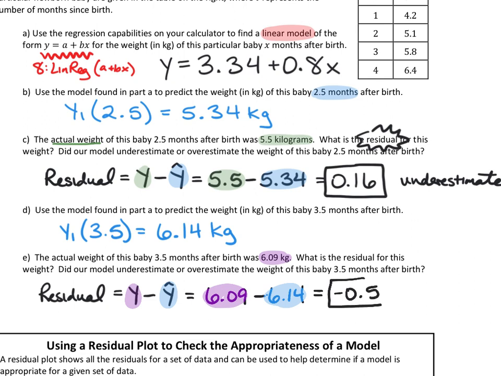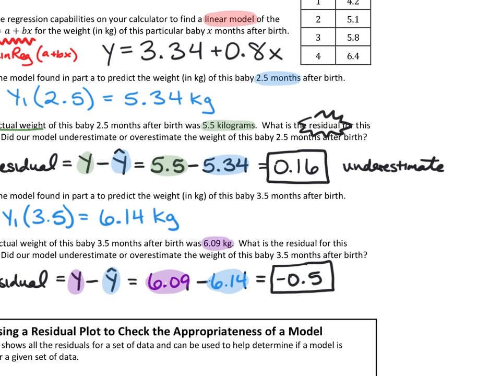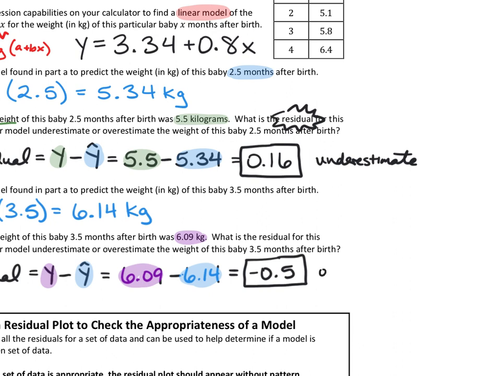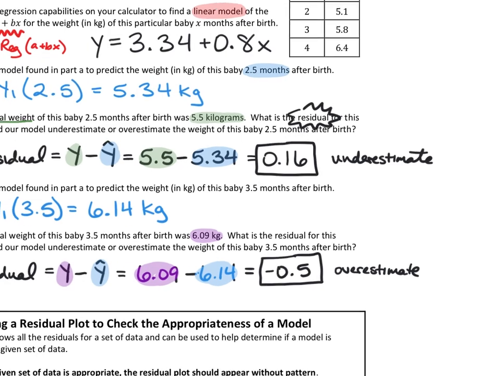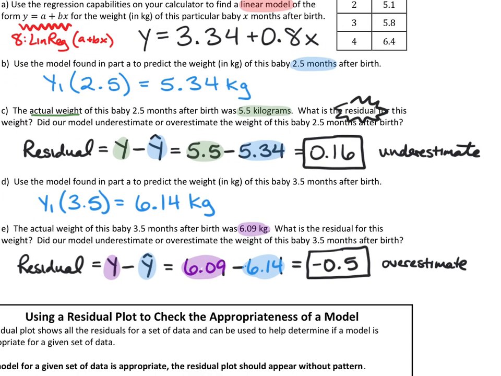Fabulous. Now, did we overestimate or underestimate? We overestimated. That's why our residual was negative. So a residual, again, is just checking how good our data is.